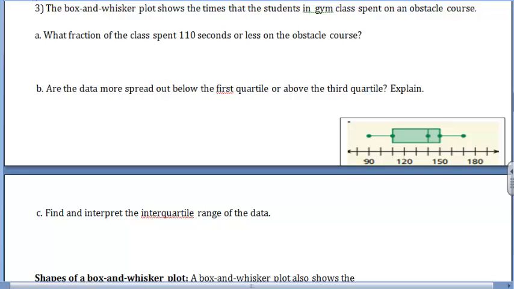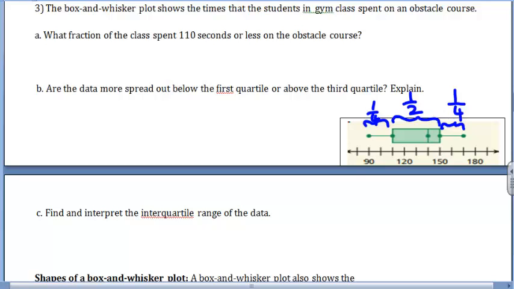In this case, the box and whisker plot shows the times that the students in gym class spent on an obstacle course. What fraction spent 110 seconds or less? So again, remember, this is 1/4. This whisker, this box is about half. This whisker is about 1/4. This is the same for any box and whisker plots. This is how the data is arranged.